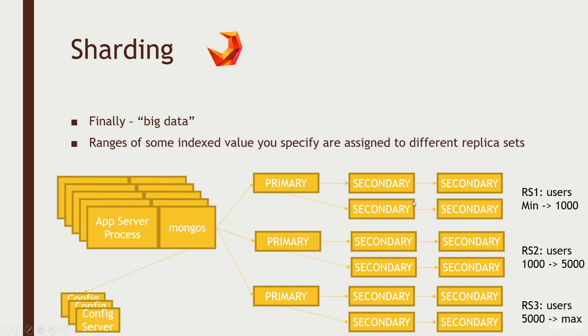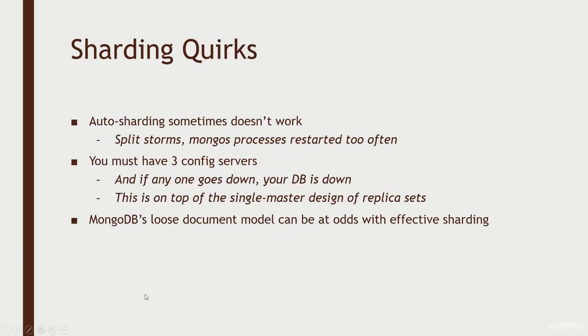So in this example, we might have replica set 1 that's set up to handle user IDs from the minimum value to user ID 1000. Maybe replica set 2 is handling user IDs 1000 to 5000, and replica set 3 might be handling user IDs 5000 to whatever the maximum value is. So these can change over time and get rebalanced over time as the need arises. So that is how MongoDB handles big data. You can see it's actually pretty complicated. But to be fair, if you compare this to something like HBase, where you're using something like Zookeeper to maintain these sorts of configuration, it's not that different.